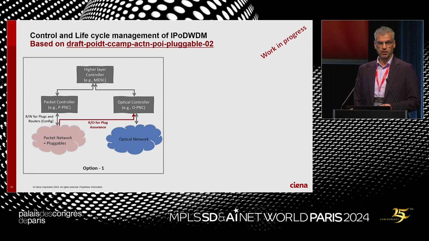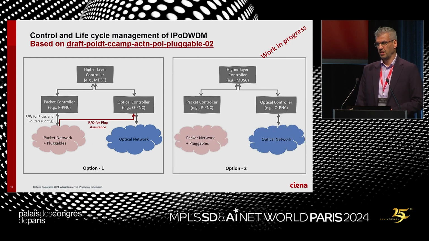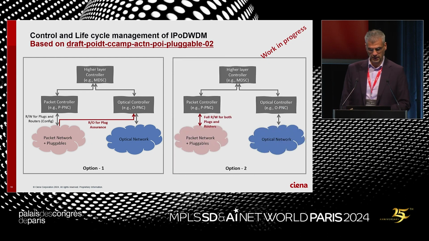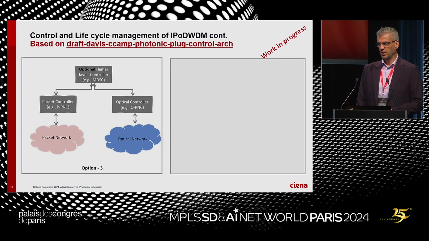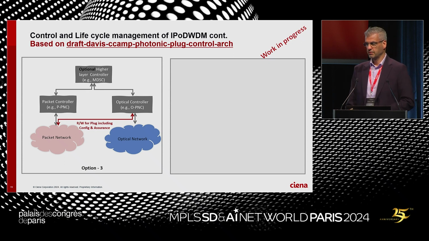pluggables into the optical controller through the read-only channel. It could be option 2, which is doing the read-only, exactly as you see here, where there is a complete segregation of IP and optical. And there is another draft that says, can we mix and match that one? Can I have the controller read-write to the plug through the routers? And this is important for us to consider.